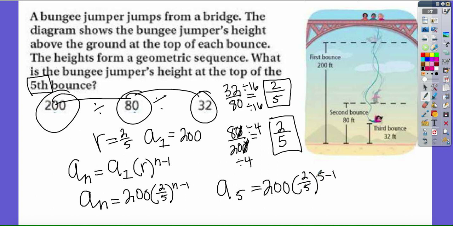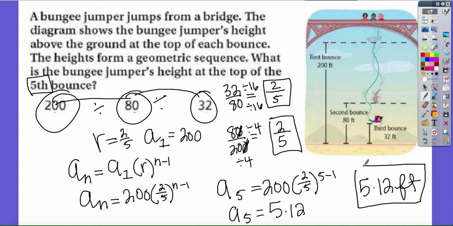So if I do 2/5 to the 4th power, that gives me 0.0256. And then if I multiply that by 200, the answer is 5.12. So if these are in feet, after his 5th bounce, it'll keep getting shorter and shorter away from the ground. He will be 5.12 feet. That would be the answer to the 5th bounce.